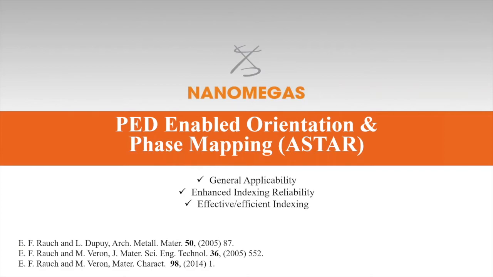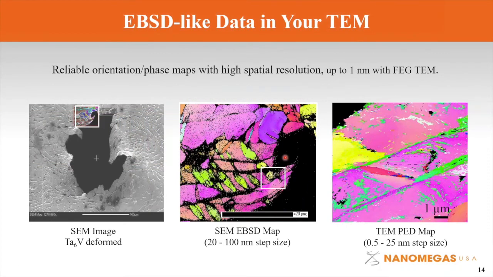Okay, let's dive into this technique. For those of you that are not familiar with our ASTAR orientation and phase mapping technique, it's essentially similar to EBSD maps obtained in a TEM, in the sense that you obtain orientation or phase information. But our technique works largely complementary to the SEM technique because we work at a different regime, at a much finer scale with higher spatial resolution. Ours is also a transmission technique, compared to SEM as a surface technique.